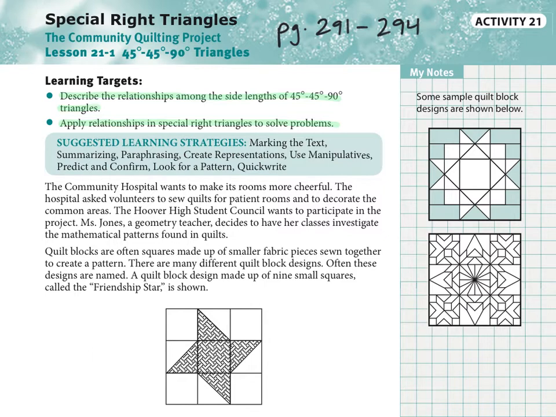Quilt blocks are often squares made up of smaller fabric pieces sewn together to create a pattern. There are many different quilt block designs. Often, these designs are named. The quilt block design, made up of 9 small squares called the friendship star, is shown below, right down here. We can also see a couple of other sample quilt block designs shown in the margin on the right.